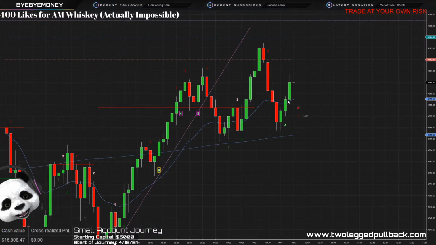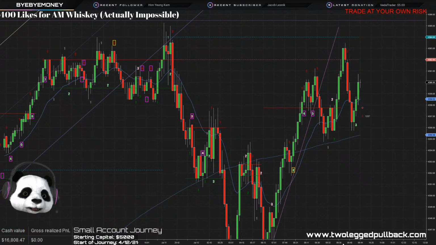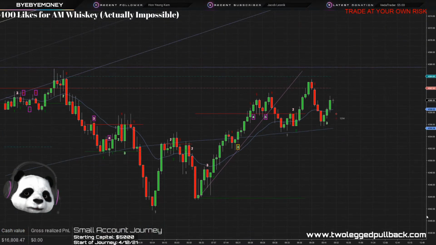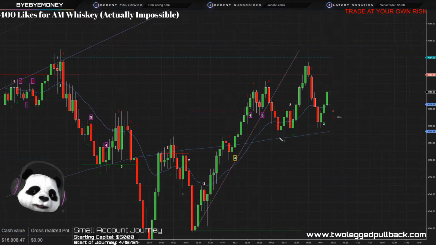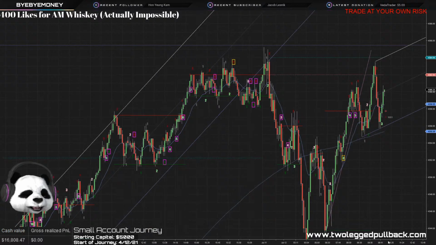Terrible signal bar, but this is a lower high setup. We could be doing a spike in channel here. Spike, channel. This could be a spike in channel.